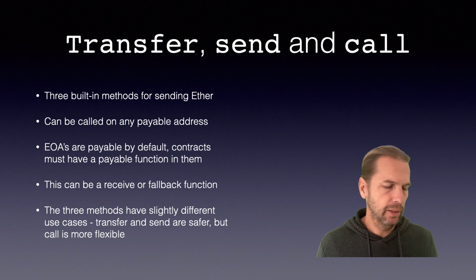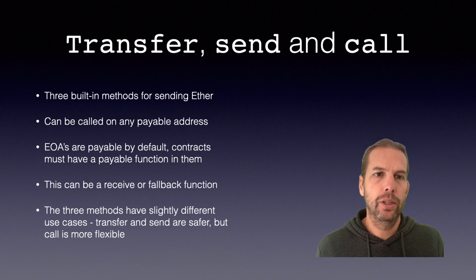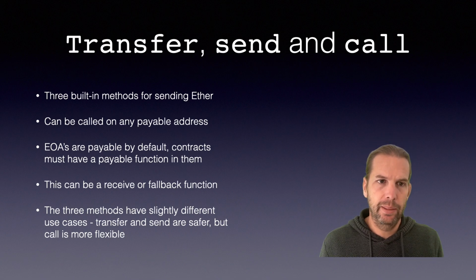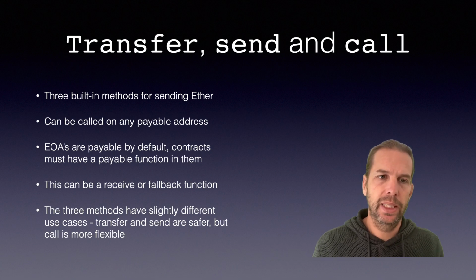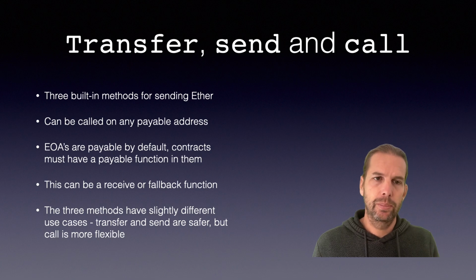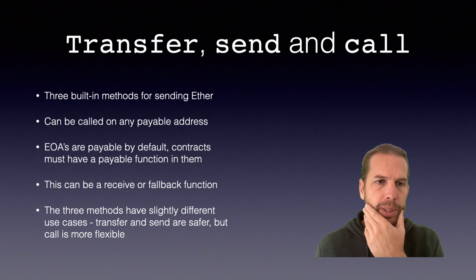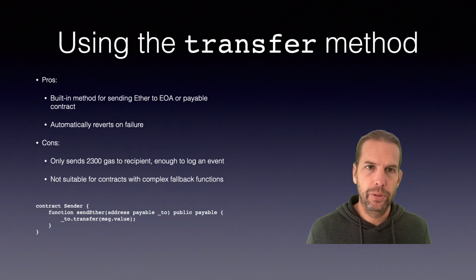So let's take a look at these 3 in turn, and remember that each of them can only be called on an address which is payable. So that means either an EOA, externally owned address, or if it's a smart contract, the smart contract must have a payable function in it. So it could be a fallback function, could be a receive function. That doesn't really matter, it just has to have at least one payable function in it. So let's step through the 3 different types.